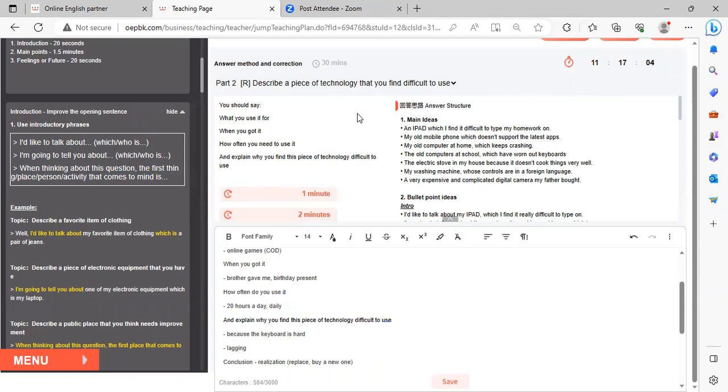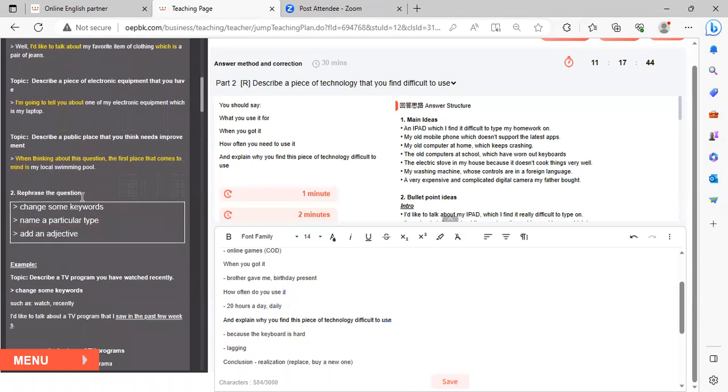So, when thinking about this question, the first piece of technology that I find difficult to use is my computer. Or, when thinking about this question, the first thing that comes into my mind if we talk about technology that I find difficult to use is the computer. Or you can also use, I'm going to tell you about computer. This is the piece of technology that I find difficult to use. So yes, this is the using of introductory phrases. Do you got it? Very good.